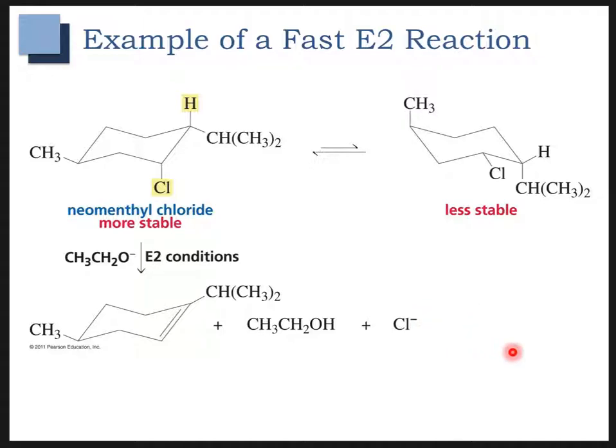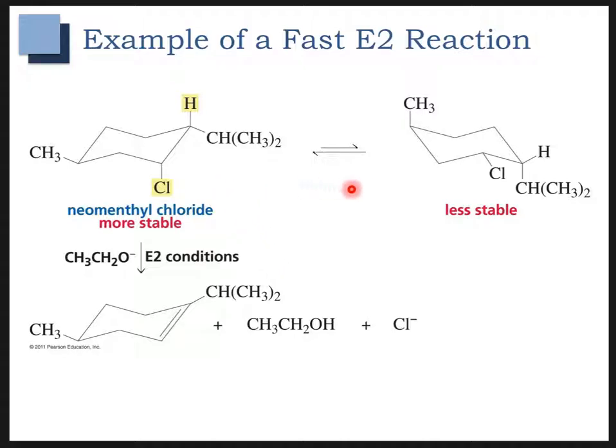So what happens in an E2 reaction is that some of these can be very fast. And they are going to be fast if the preferred conformation, the preferred chair conformation, is also the one that undergoes E2. So that's what's happening in this situation.